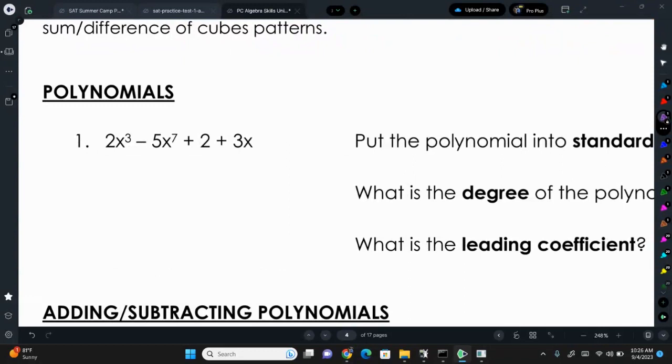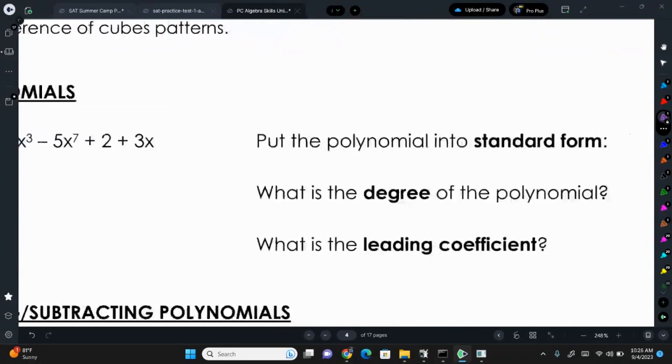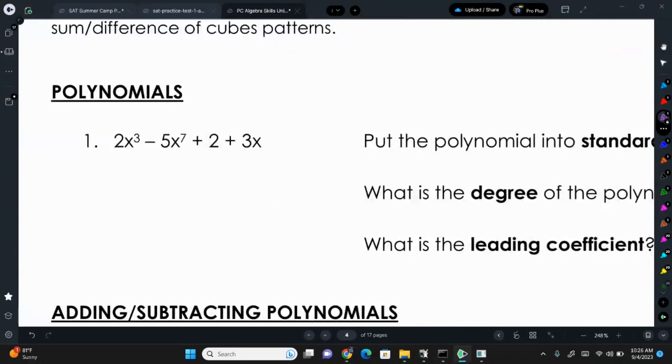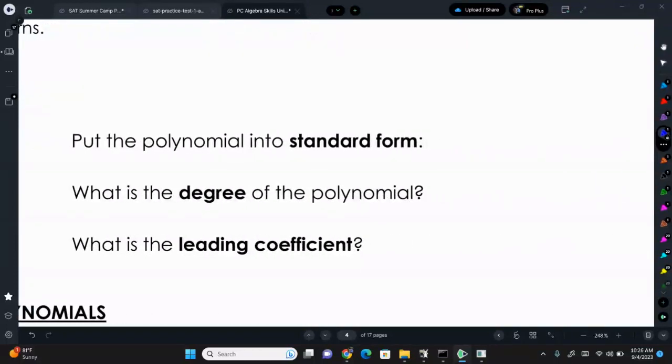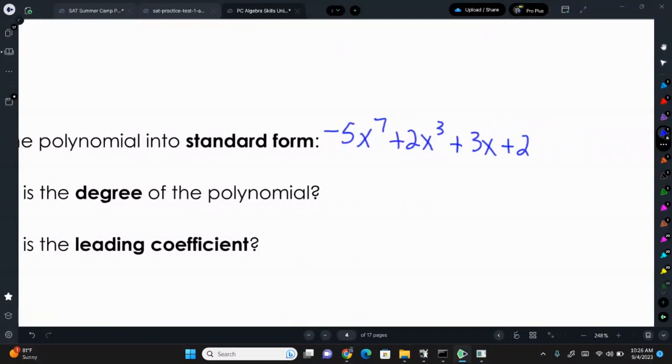So this is a polynomial. 2x to the third minus 5x to the seventh plus 2 plus 3x. Now to put it in standard form, we always want to go in order of power from largest power to the smallest power. So negative 5x to the seventh would be first, then positive 2x to the third, then positive 3x, then positive 2. So our exponents go from largest to smallest.